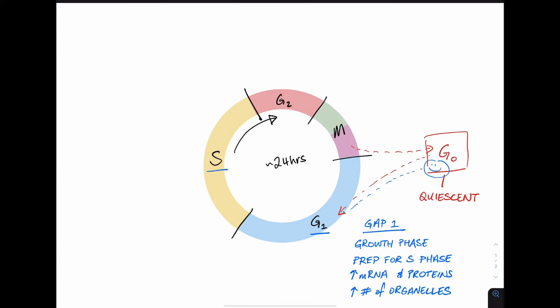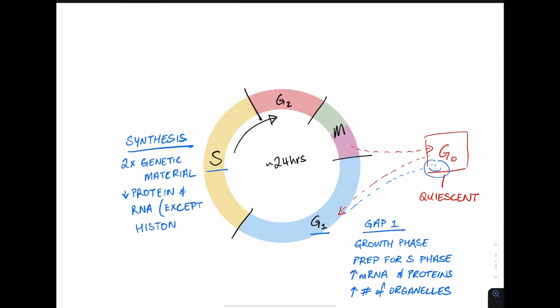Okay, now that the cell is well prepared for S phase, it's time to actually move into the synthesis phase of the cell cycle. Synthesis, denoting the new synthesis or creation of genetic material in the form of DNA. It's incredibly important that the cell only replicates its DNA once, so that we have two equal sets of genetic material to separate during mitosis. During the synthesis phase, aside from the new synthesis of genetic material, there won't be very much synthesis of protein or RNA, the exception being histone.